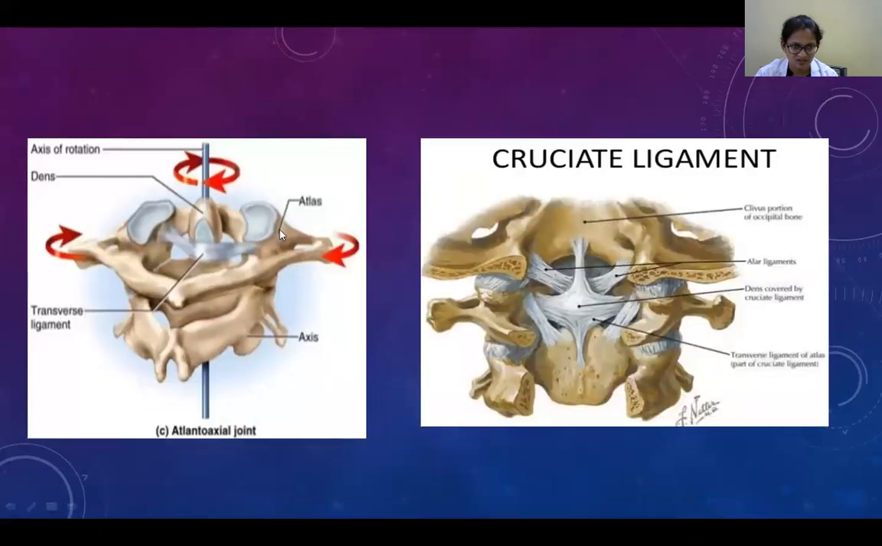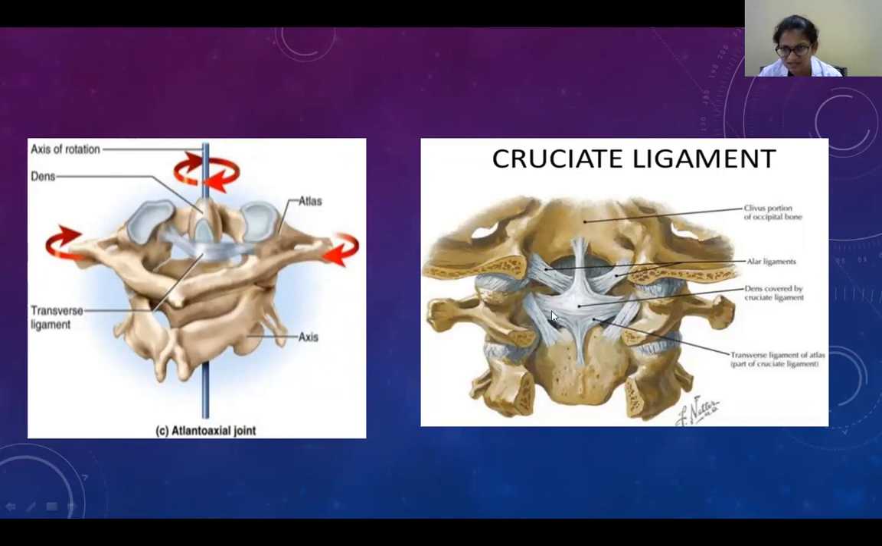See, these are the superior articular facets. This is the transverse ligament. This pivot joint is useful for the movement of rotation of the head.